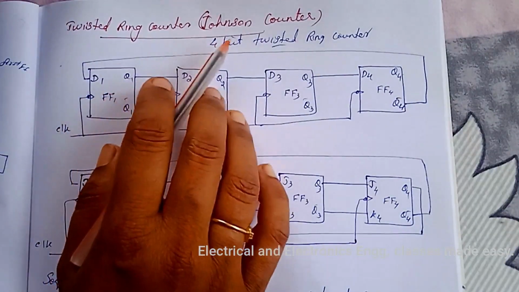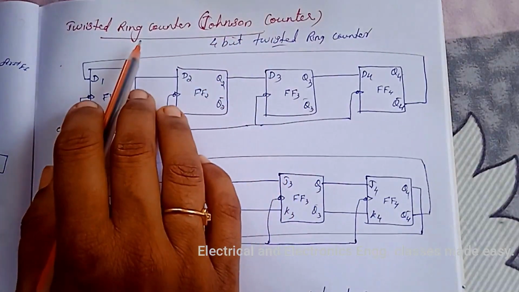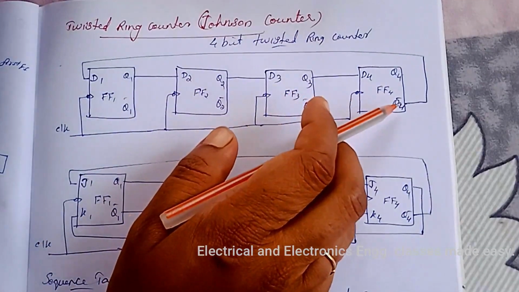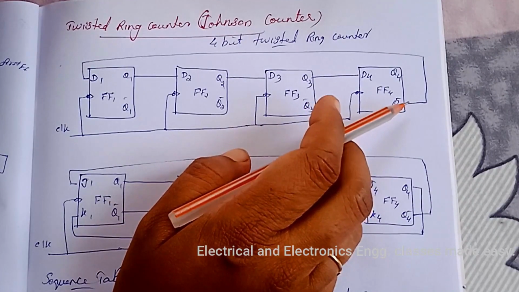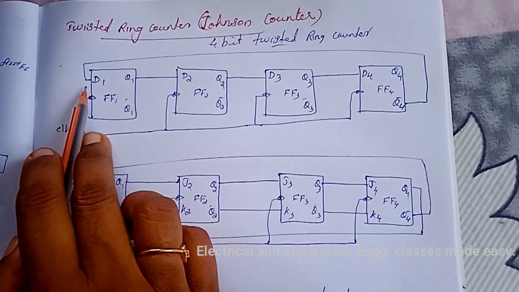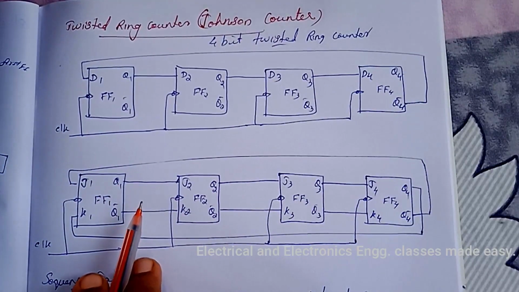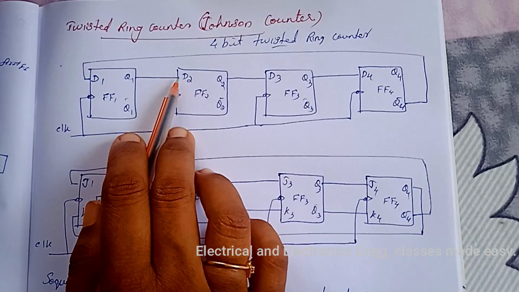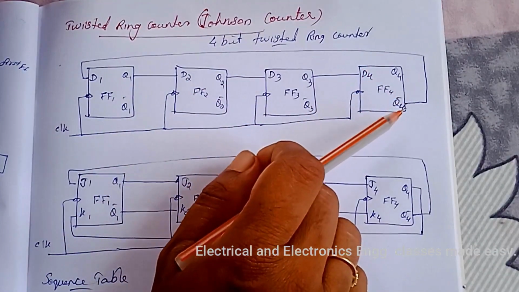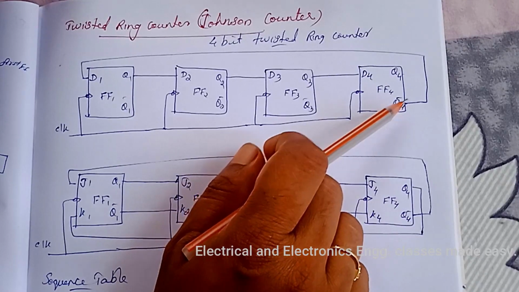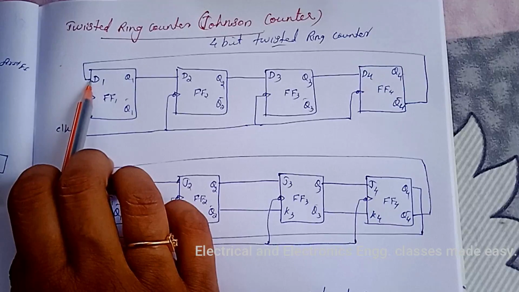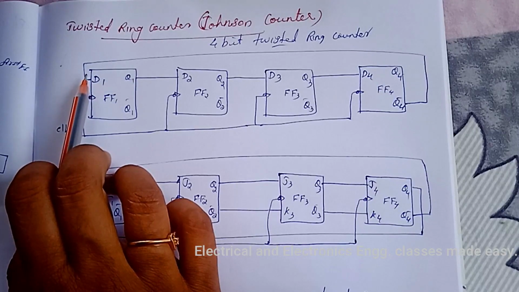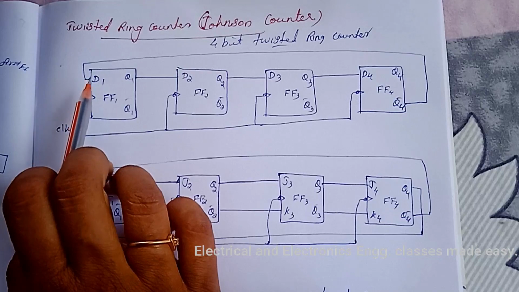Next is the twisted ring counter or Johnson counter. This counter is obtained from a serial in, serial out shift register by providing feedback from the inverted output of the last flip-flop to the D input of the first flip-flop. The Q output of each stage is connected to the D input of the next stage, but the Q bar output of the last stage is connected to the D input of the first stage. Therefore the name twisted ring counter. This feedback arrangement provides a unique sequence of states.